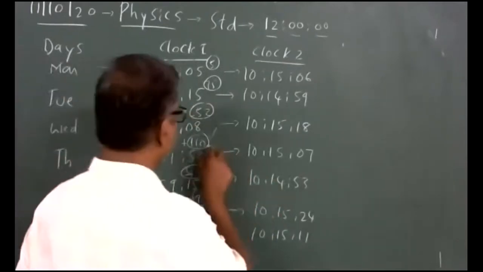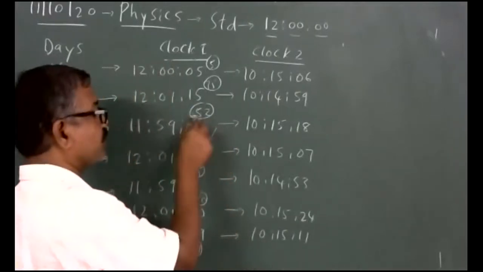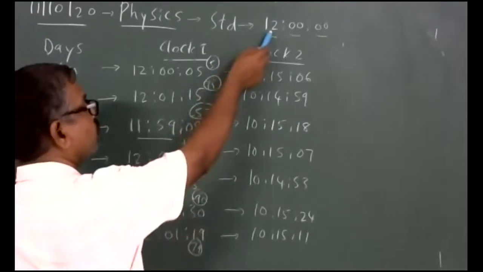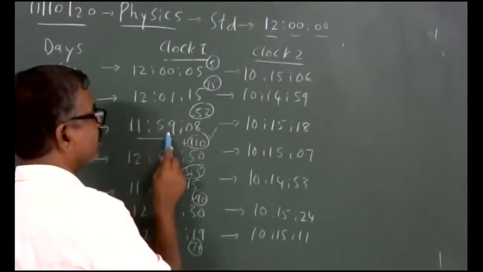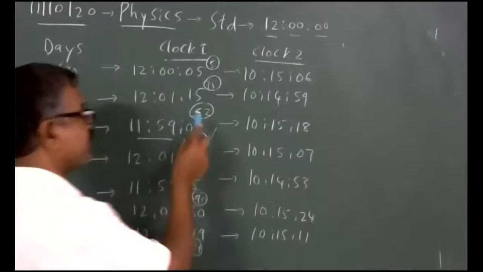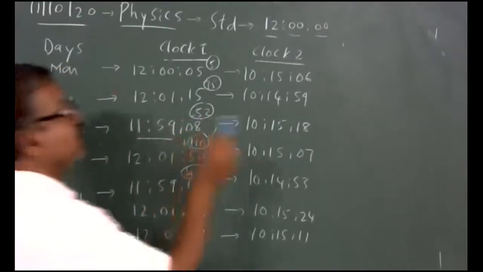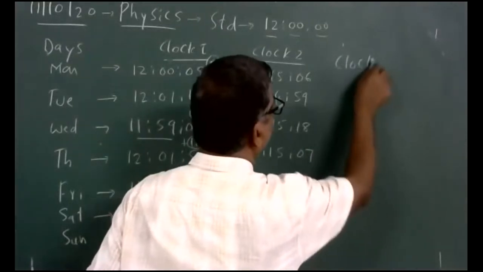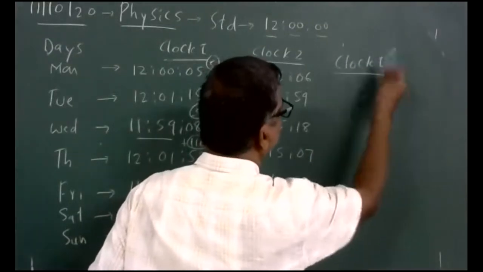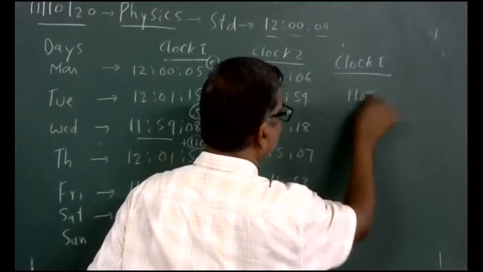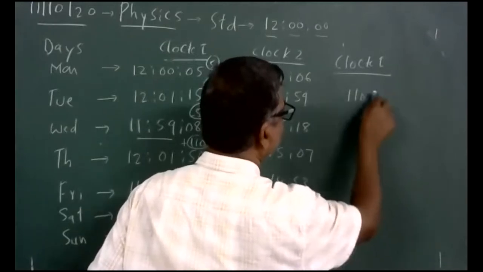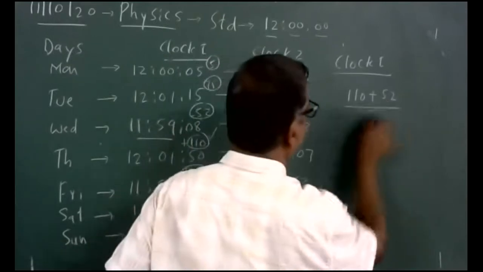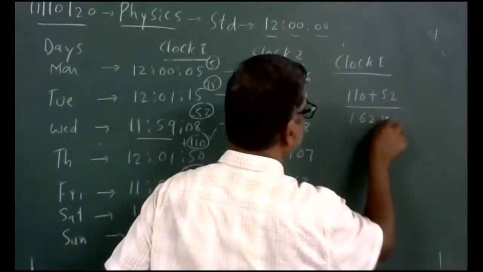So it is called 110 seconds plus 52, because even though I have written minus, it is lacking. Instead of reading 12 noon, it is showing 12 noon, 59 minutes, 8 seconds. I need to take minus 52 as plus. So finally, the variation for clock 1 is something like 110 plus 52, totally it is going to be 162 seconds.